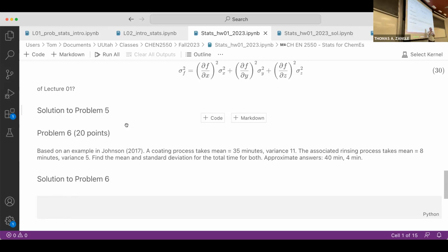Add them together, right? So if I have a single trial of coding followed by rinsing, the total time was the time for that first coding plus the time for the second rinsing, right? So here I'm not talking about individual trials, but I'm saying that I know that the coding on average takes 35 minutes, and the rinsing process on average takes 8 minutes. So the first part here is, on average, what is the total time for the combination of the two processes? Does that make sense?